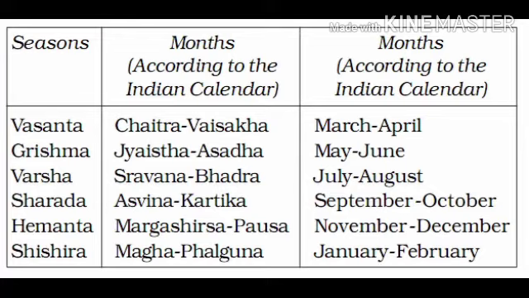Have a look. Vasanta, Chaitra, Vaishak comes in March and April. Grishma, Jyeshtha, Ashad comes in May and June. Varsha, that is Shravan, Bhadrapad comes in July and August. Sharad, Ashwin, Kartik comes in September and October. Hemant, Margashirsha and Paush comes in November and December. Shishir, which comes in Magh and Falgun, that is January to February. This is the whole year's calendar.